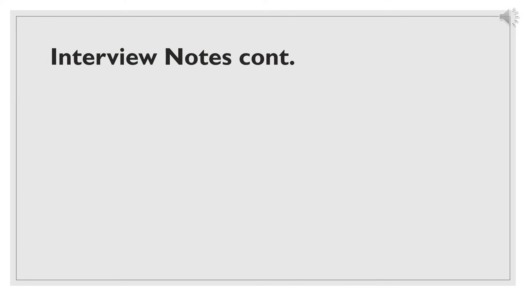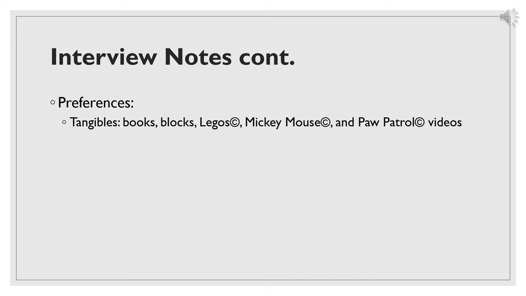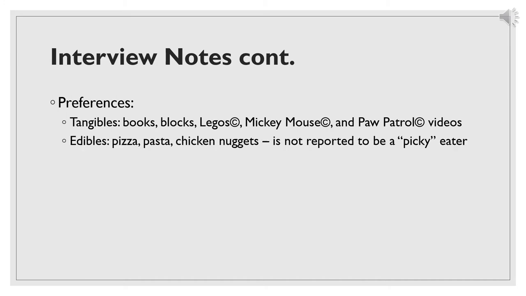In this portion of the interview, we found out some more information regarding Jane's preferences. For starters, we found out that some of the tangibles she enjoys playing with are books, blocks, Legos, Mickey Mouse videos, and Paw Patrol videos. In addition to tangibles, we also discovered that Jane has some edibles that she enjoys eating, including pizza, pasta, and chicken nuggets. Her mother reported that she is not a picky eater. Having this information can help us plan for preference assessments in the future, pair with Jane, and plan for intervention methods.